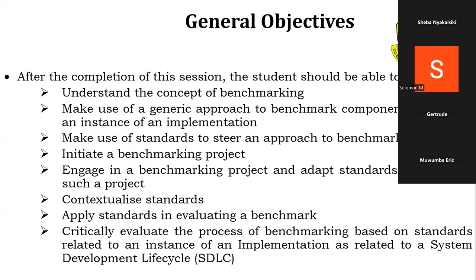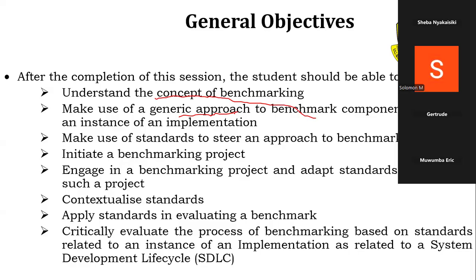So we want to understand the concept of benchmarking, the idea of benchmarking. We want to look at the generic approach to benchmarking. There are methodologies to benchmarking, quite many, but we want to have just a generic approach that includes all the components that must be considered when an organization decides to do benchmarking.